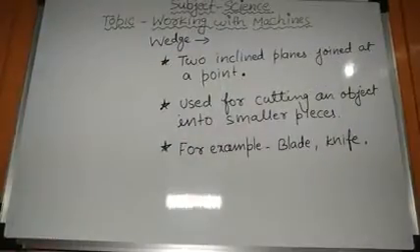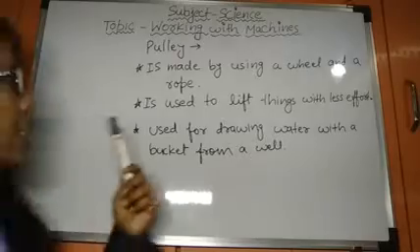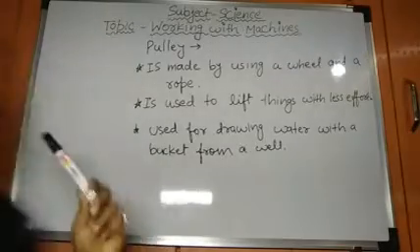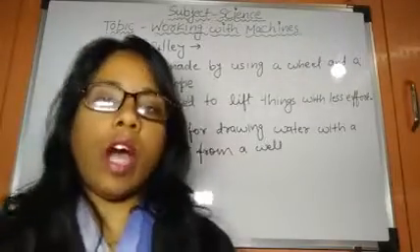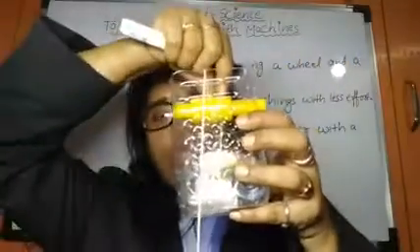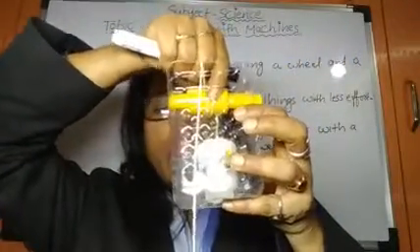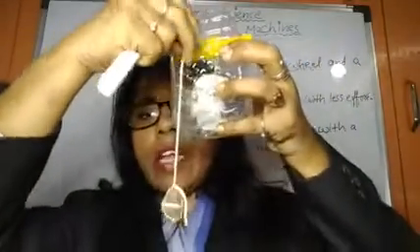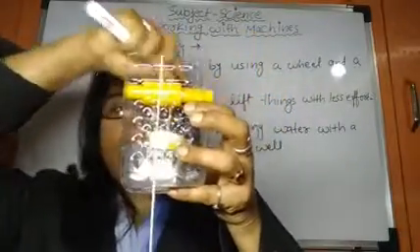Fine. The next simple machine is pulley. Pulley is made by using a wheel and a rope. You can see this pulley. There, this is a wheel. One rope is there. Here load is fixed and on one side a bucket is there.